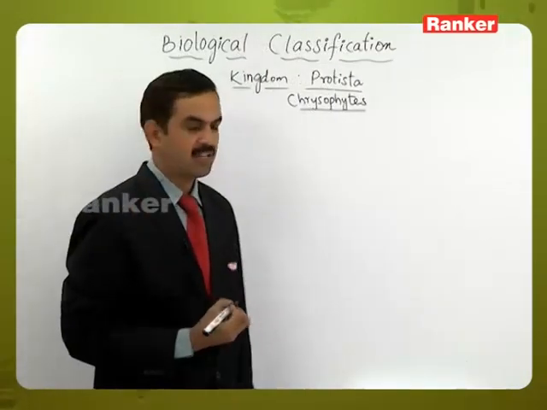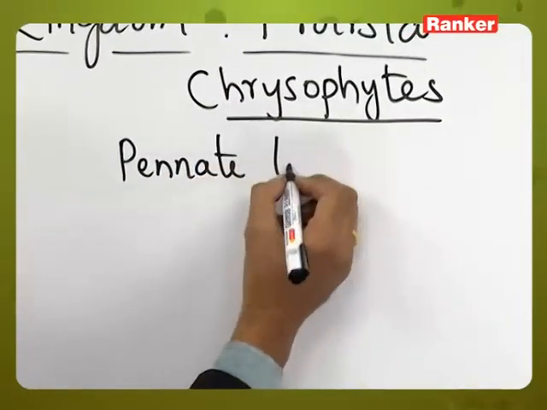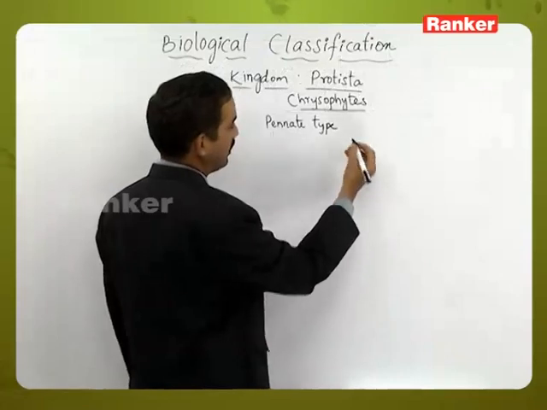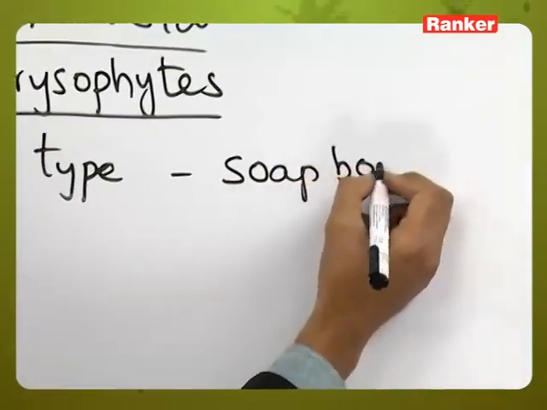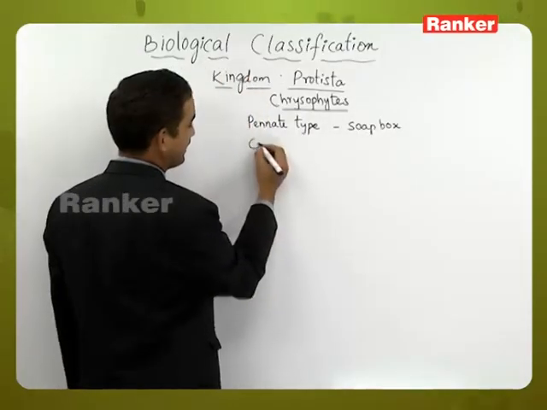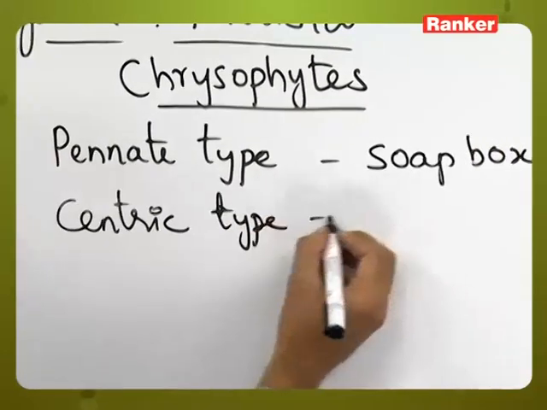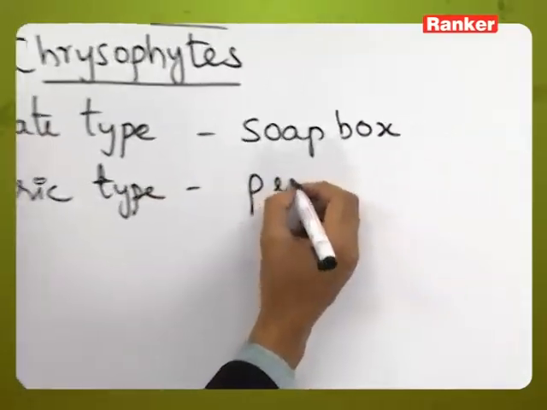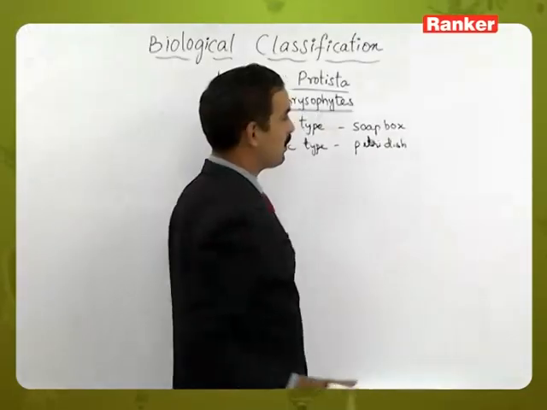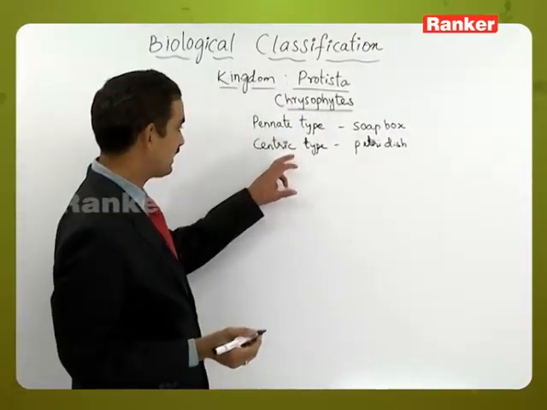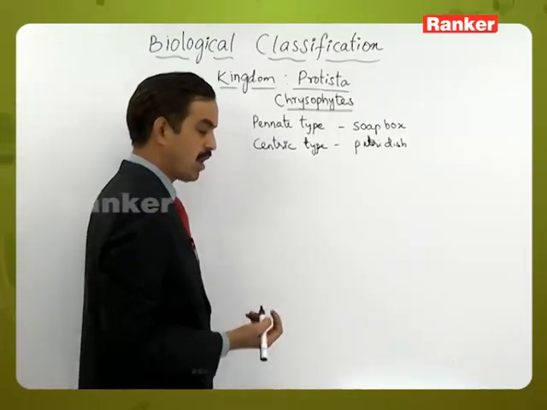In the structural organization, we can see one is the pennate type, where the overlapping of the epitheca and hypotheca is present, and they acquire a soap box like structure. The second one is the centric type, in which they acquire the shape of a petri dish. In both of them we can see overlapping of the structures, but one is like a soap box and the other is like a petri dish.